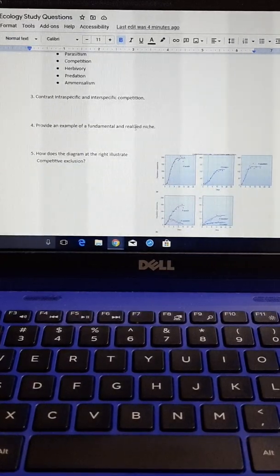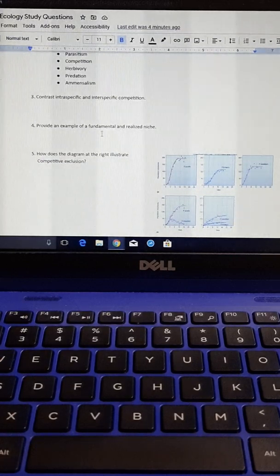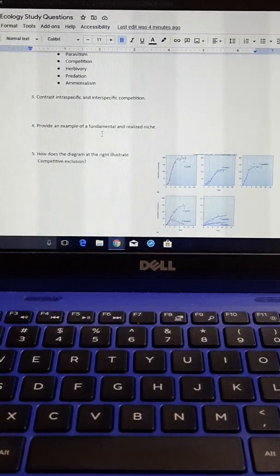A fundamental and realized niche, an example. So let's see. A fundamental niche is when the max possible niche is being described, while a realized niche is the actual niche. A niche, again, is all the organism's interactions in its environment, and competition limits the niche. An example of a fundamental one would be the territory of mussels. Let's pretend we have a rock face, and all the mussels are everywhere. A fundamental niche would be, of course, to occupy that whole rock face.